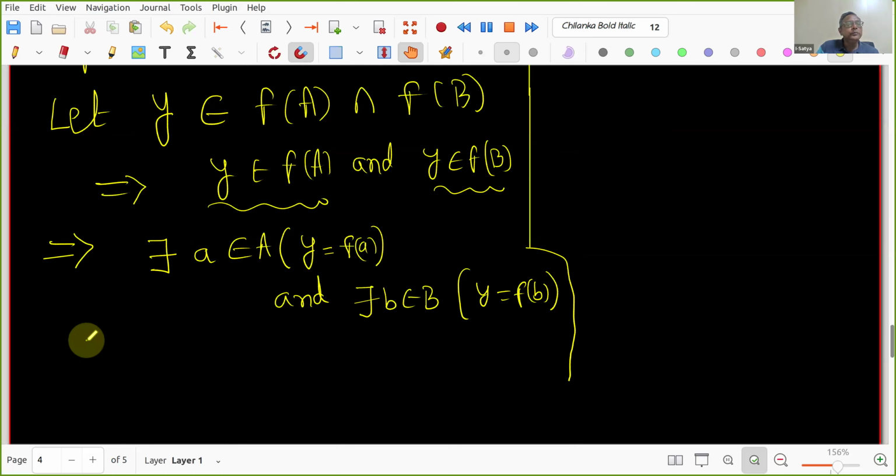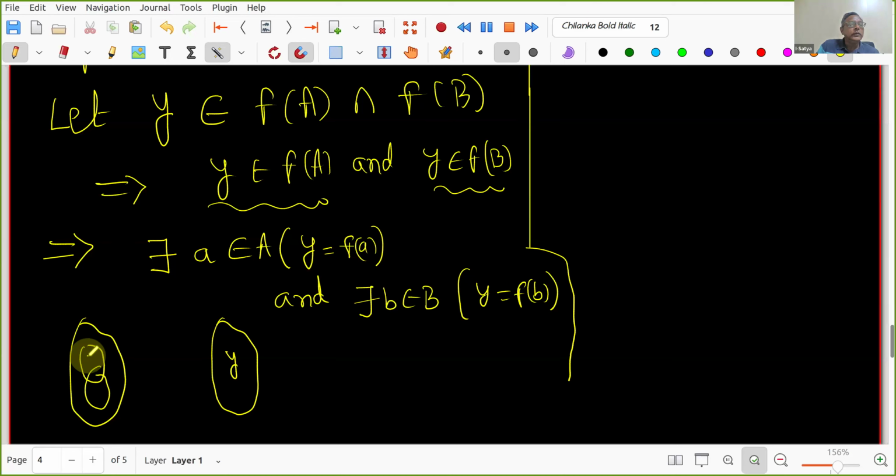To help you, take a diagram. It will help you. Here I have Y. Here I have A. Here I have B. So here I can have some a. This is my capital A. This is my capital B. I may have b somewhere here. So this is mapped to here, and this is mapped to here under f. Is it in the intersection?